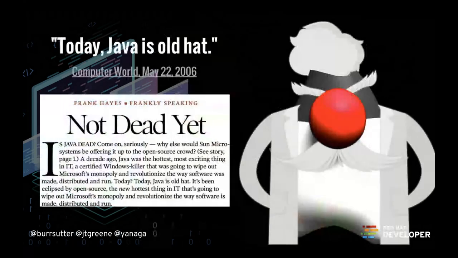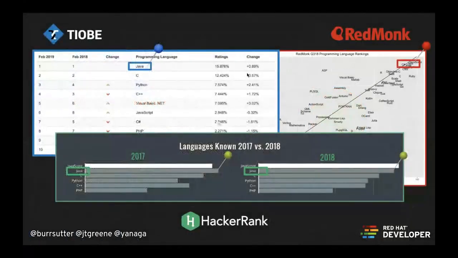As a matter of fact, we've been talking about Java as being dead for almost 13 years now. This is the oldest reference I could find to it, but at this point, it's kind of an old joke. Java is certainly not dead. Java is doing incredibly well. As a matter of fact, Java is still the #1 language on the TIOBE index. It is still up there in the top 3 for RedMonk. It's still in the top 2 for HackerRank. So Java is doing incredibly well.